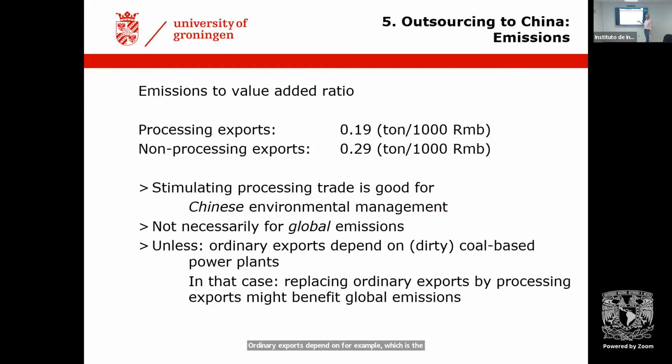So in that case, ordinary exports depend on Chinese electricity, but your processing exports may depend on Japanese electricity, which is relatively clean because it is based on nuclear power. So in that case, replacing Chinese ordinary exports by processing exports reduces the global emissions. And that apparently was a convincing argument.